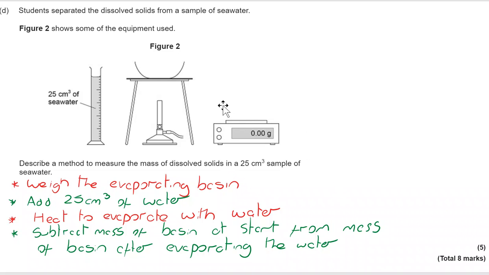Once we've done that, we have got a basin containing the solids, and we can take its mass. We subtract from that the mass of the evaporating basin that we took at the beginning, and we're left with the mass of dissolved solids. And that takes us to the end of this question.